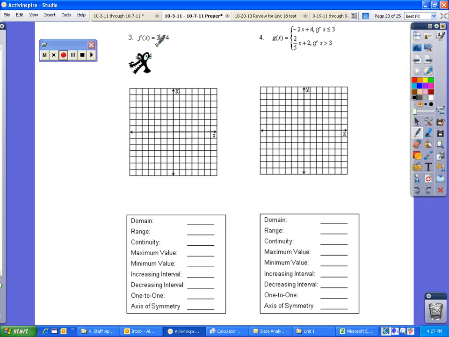Okay, looking at number 3 and 4, and this should say the absolute value of x minus 3, excuse me, and then plus 4. So again, this is an absolute value equation. So my vertex is the opposite of the inside, which is going to be 3, 4. So I'm going to go over 3, up 4. And then I'm going to use my slope of just up 1 over 1 because there is no number before the absolute value.